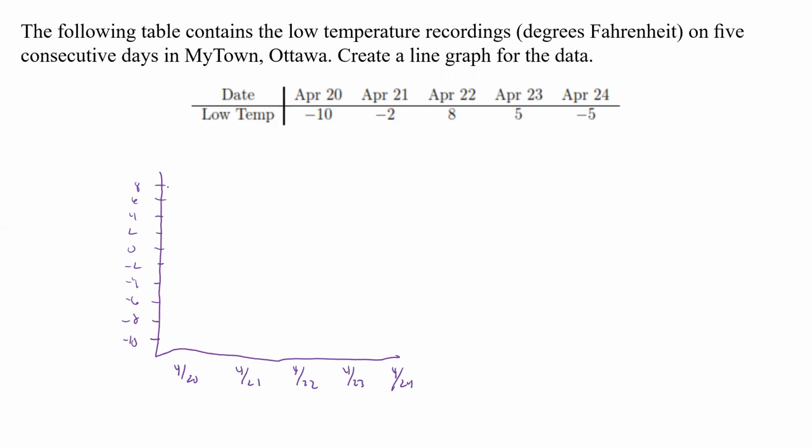Hey, I got them all in there. Good. All right, so -10 on April 20th. So April 20th, we had -10. On the 21st, we had -2. So then we went up here to -2. And then on the 22nd, we were at +8, so we went all the way up here.